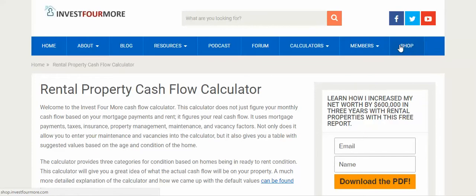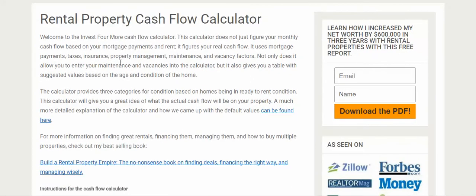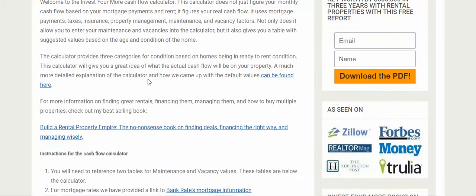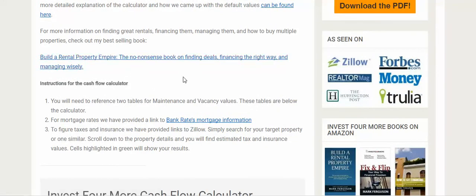So here we are on the rental property cash flow calculator. I give some quick information on what it does, how it works. You can kind of skim through all of that. Of course, if you want to check out my book, my rental property book link is right there.